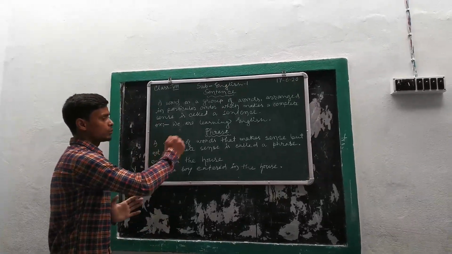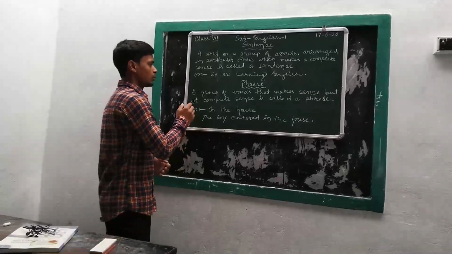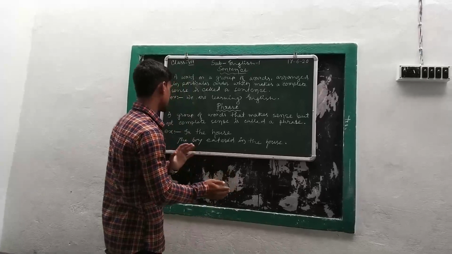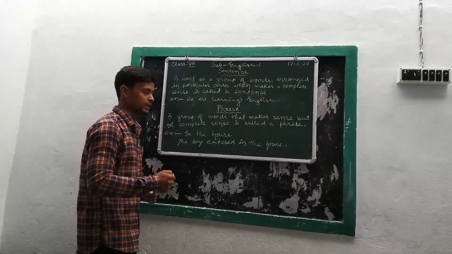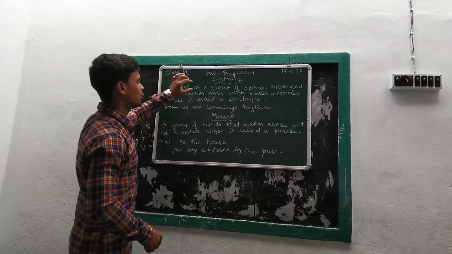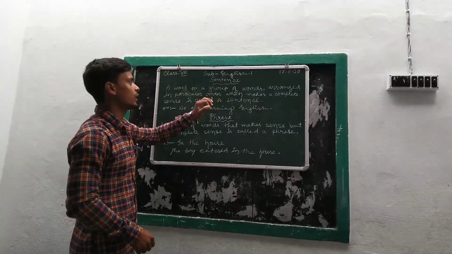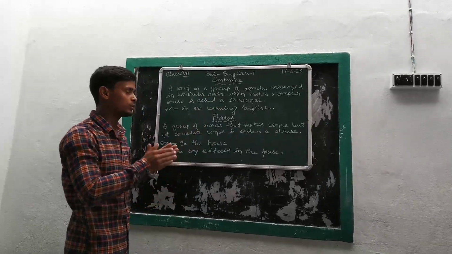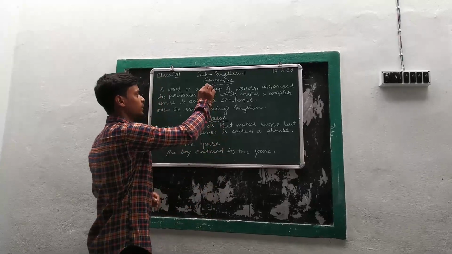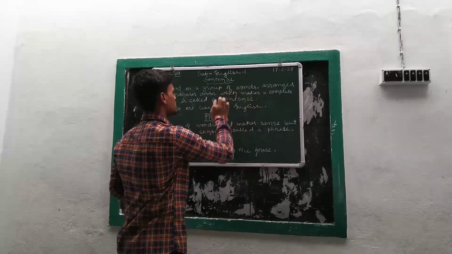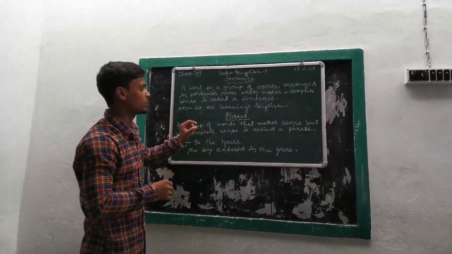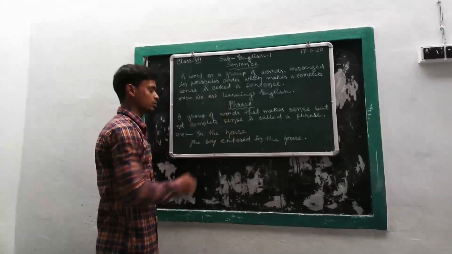Now, we are going to phrase. What is phrase? A group of words that makes sense but not complete sense is called a phrase. Friends, see here, we have taken a group of words in sentence also, and in case of phrase, we are doing the same thing. We are taking a group of words. Second step, for making a sentence, we are arranging the words in a particular order. We have to arrange the words in a particular order to make a phrase also.